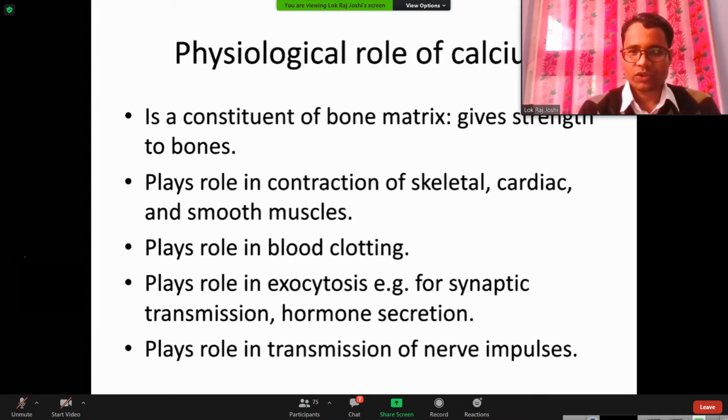And it plays a role in blood clotting. We have already mentioned one of the clotting factors. It also plays a role in exocytosis, and you have already studied synaptic transmission. Calcium influx initiates this process, and also the secretion of many substances, like neurotransmitters and hormones. It plays a role in the transmission of nerve impulses. Therefore, for the nervous system also, it has an important role. And calcium level affects the excitability of the neurons.